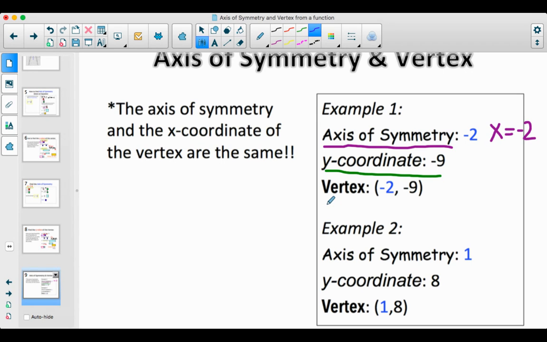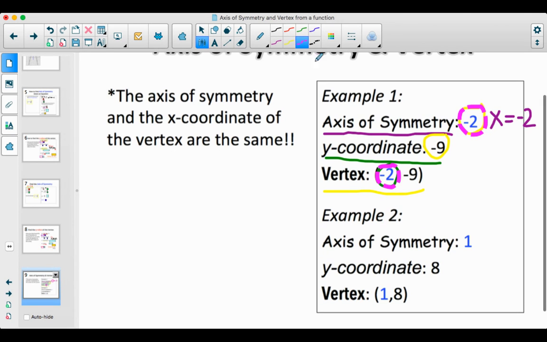Then, in order to determine the vertex, we just took those two numbers. We took the -2 that we got, and we took the -9, and we put them into the vertex as an ordered pair. And if you notice, the x-coordinate of the vertex, so I'm going to do a different color here, the x-coordinate of the vertex and our axis of symmetry are the same, -2, -2. Let's look at the second example.